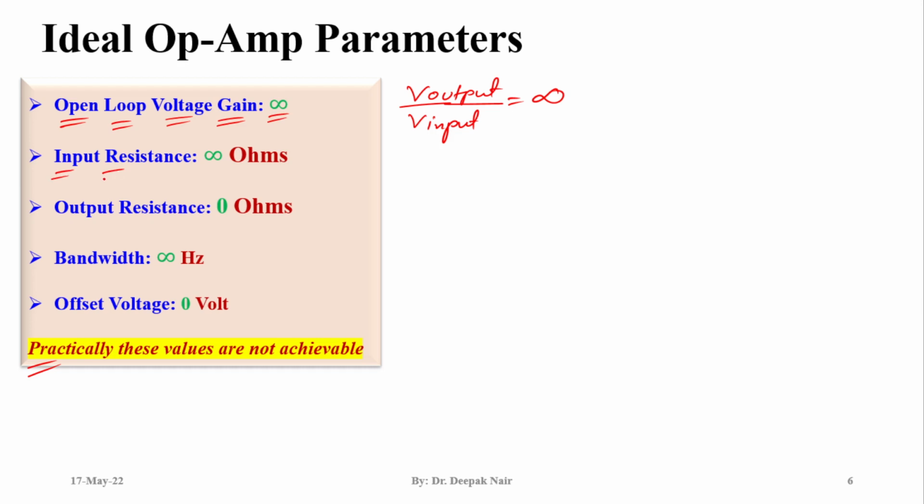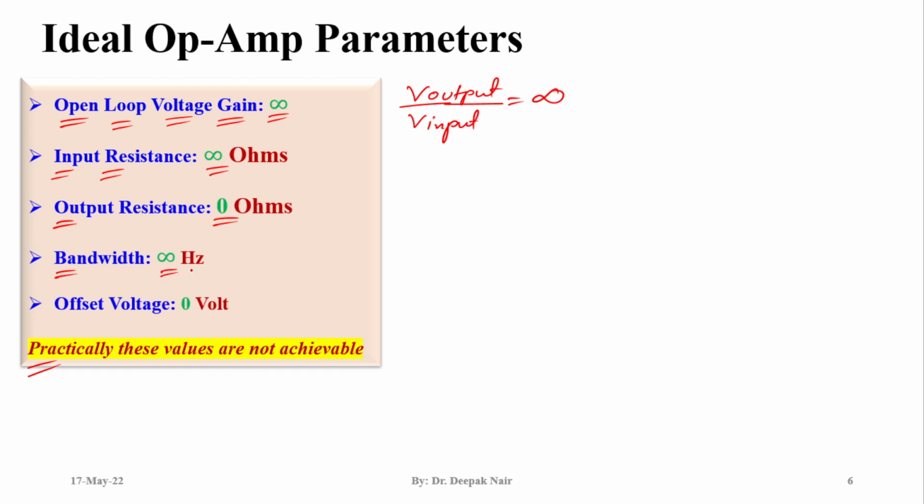The input impedance, also known as input resistance, although they are two different terms, impedance and resistance are not the same, but still the input resistance is infinite. That means no current is consumed by the op-amp. So no current moves into the input terminals or into the IC. Second, output resistance is 0 ohms. These are ideal parameters.